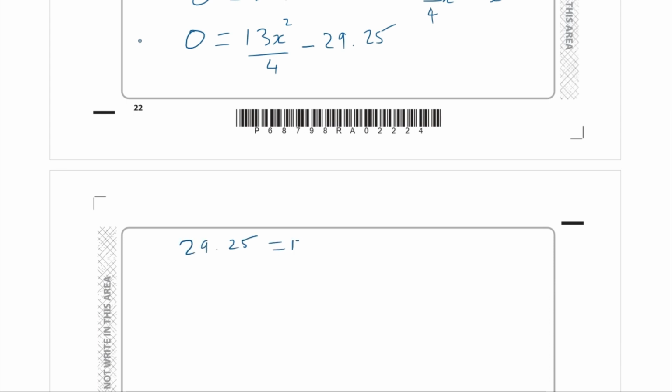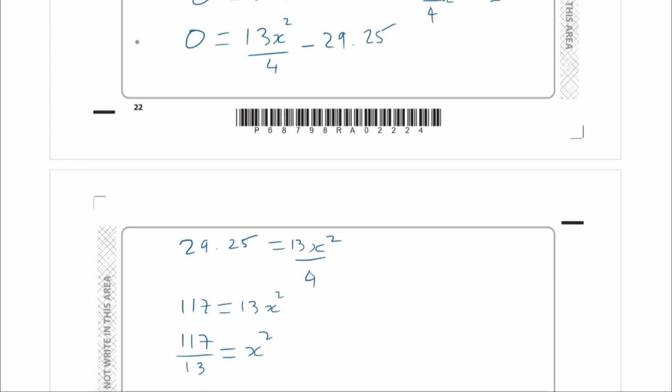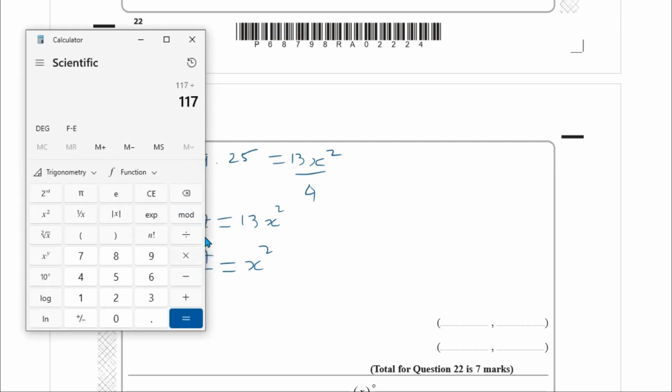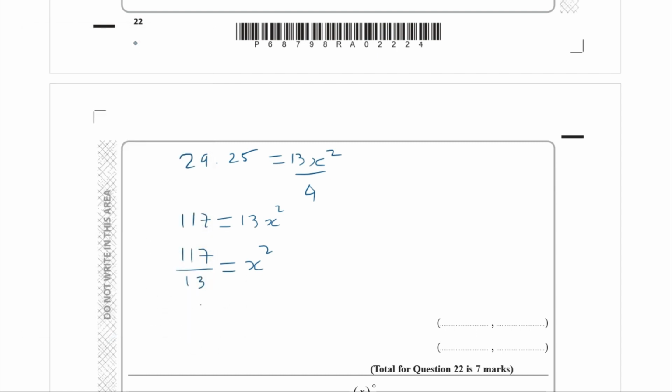So 29.25 is equal to 13x squared over 4, and multiplying both sides by 4, 117 equals 13x squared, and dividing both sides by 13, 117 divided by 13. And here you are absolutely praying that 117 is divisible by 13. And it is, it's a 9. Oh my God, okay, this is fabulous. 9 equals x squared. Be careful, 3 is equal to x. Remember in the question that it says x was positive.